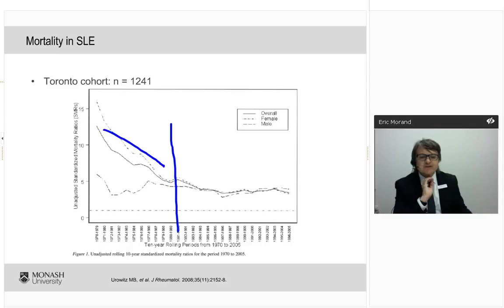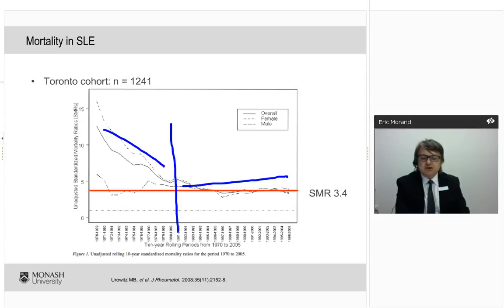But as you can see, in the period since about 1990, there's been basically no change in the outcome of patients with lupus. And in fact, the standardized mortality ratio of lupus patients sits at about 3.4, which means that on average a lupus patient is 3.4 times more likely to die at any given time than a patient in the normal population. So in this period since 1990, as I showed you, outcomes of rheumatoid arthritis are getting better and better and better. In the same period of time in lupus, patient outcomes have not changed at all. And I'll remind you that this is a mortality graph, so this is showing patients who die.